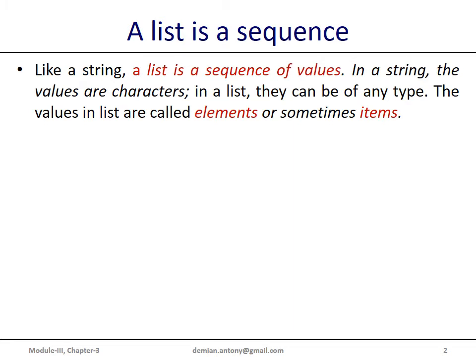Like a string, a list is a sequence of values. A value can be numeric or a character, or it can be a string. The values in the list are called the elements, or also sometimes called items.